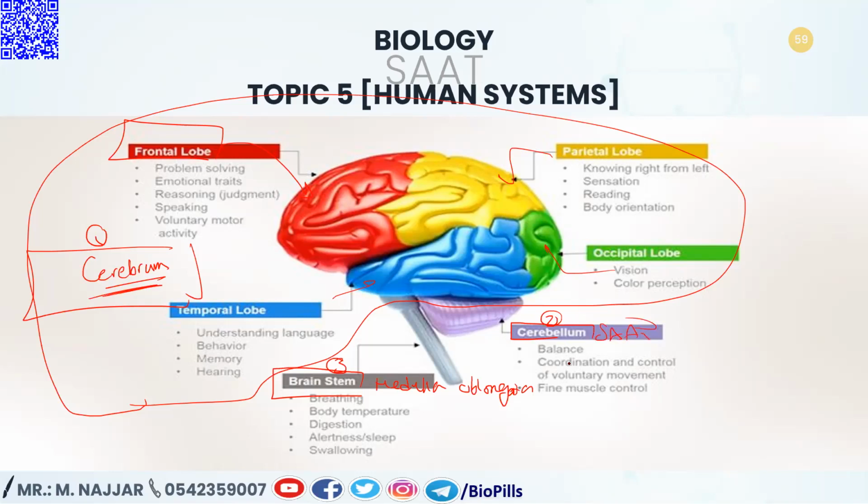Cerebellum is very important for the balance, for the coordination and control of voluntary movement, the fine movement of the muscles as well. Here, the brainstem, the medulla oblongata, controls involuntary actions, such as breathing, the heartbeat, the body temperature, the regulation of digestion, the alertness of sleep, the swallowing. All of those are by the medulla oblongata, one of the most important sensitive regions in the brain.